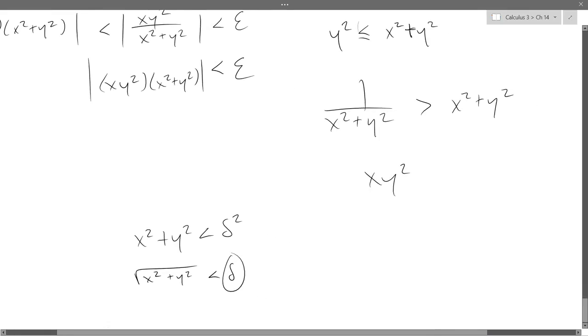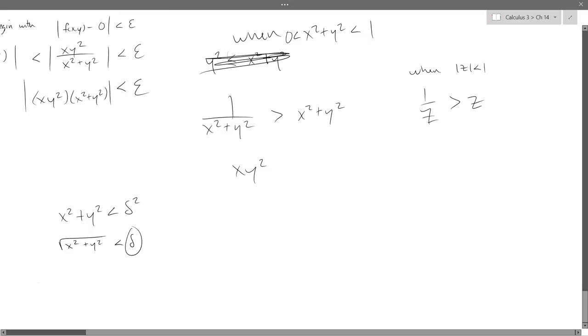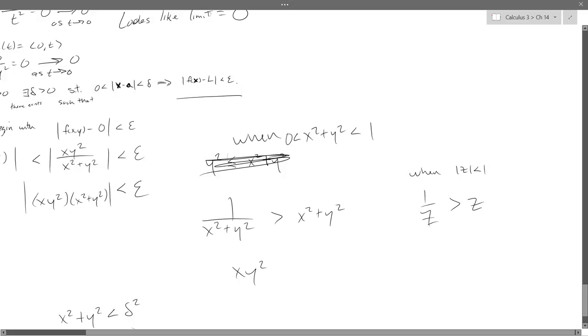So I need an estimate for x y squared. So I assumed, so I didn't use that inequality, that this is less than 1 and, of course, greater than 0. But we're dealing with the limit, so we never have to worry about what happens when it's zero. All right, when x squared and y squared are less than one, I can say that x and y individually are also less than one.